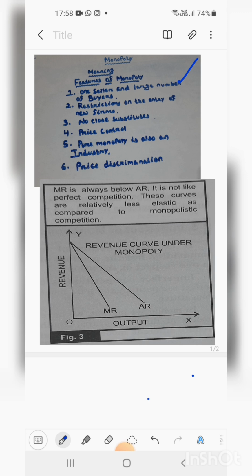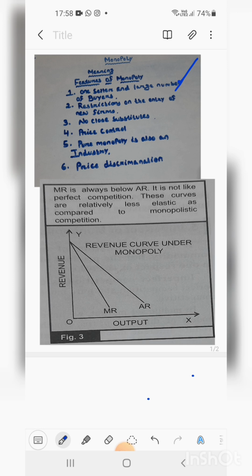Second, restriction on the entry of new firms. No firm can enter the railway business as yet. There are legal restrictions on the entry of new firms.